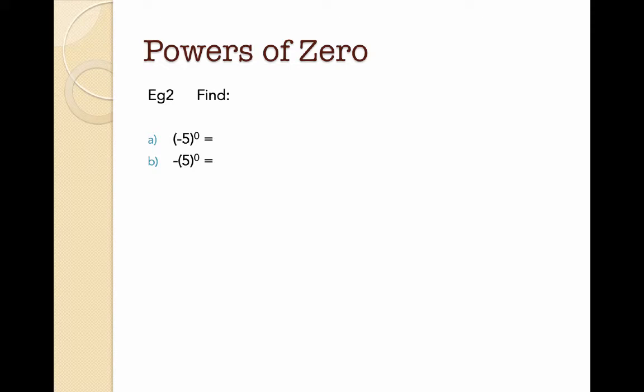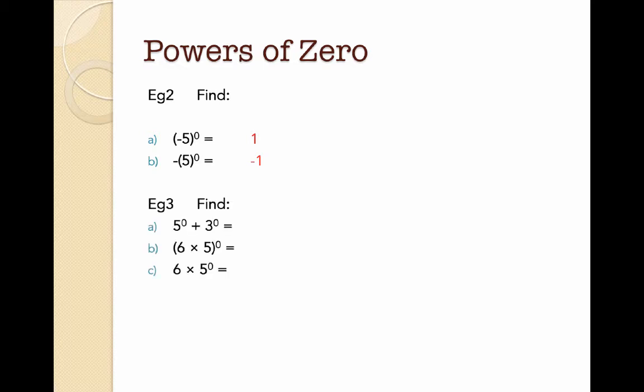These look fairly similar. They both have a negative and a 5, but one has the negative 5 inside the bracket to the power of 0, and one has the negative outside the bracket. For the first question, everything inside the bracket, the minus 5, is being brought to the power of 0. This means the answer is going to be 1. But for part B, the minus is outside the bracket, which means that we're bringing 5 to the power of 0, and then we're going to put a minus in front of it. So for B, we get minus 1.